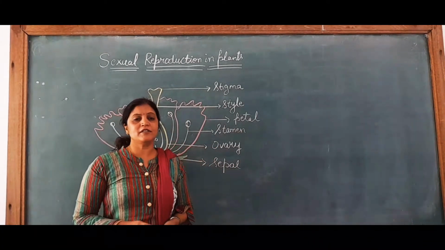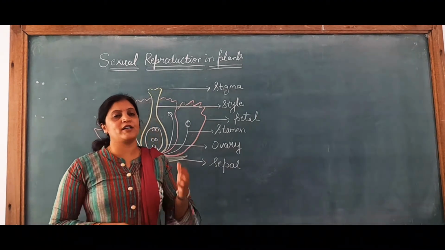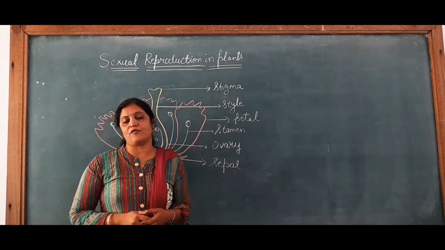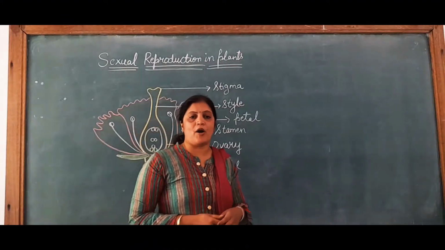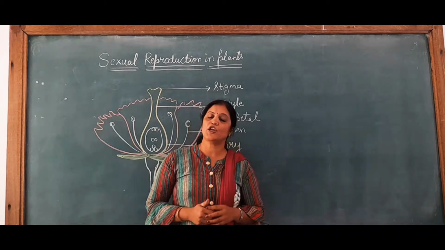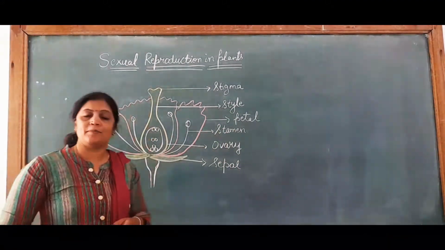Hello everyone. In our previous class, we discussed the meaning of sexual reproduction, its characteristics, and its advantages. So in this chapter, we will discuss sexual reproduction in plants and sexual reproduction in humans. Let's start with sexual reproduction in plants.